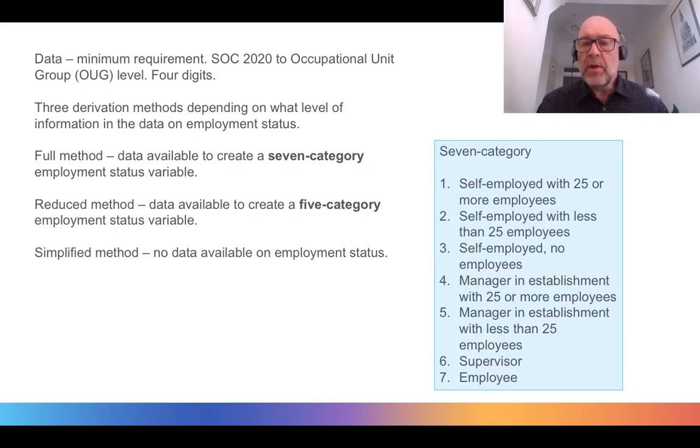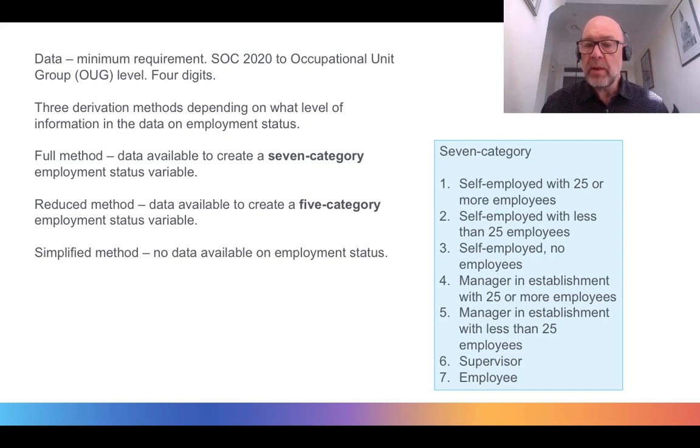The first, self-employed with 25 or more employees. There won't be many of these within your data set. Self-employed with less than 25 employees. So these are the employers who we talked about in the NSSEC video. Category 3 is self-employed but with no employees, also own account workers. And then the employees are split into 4 categories.